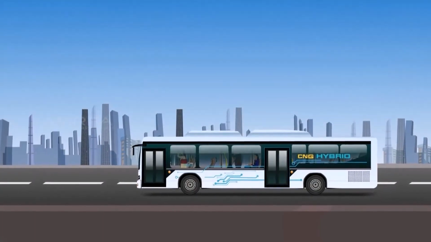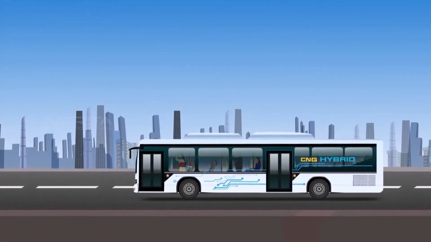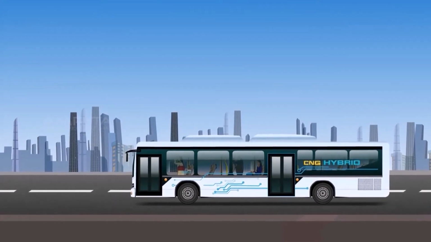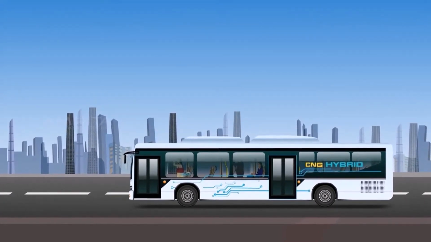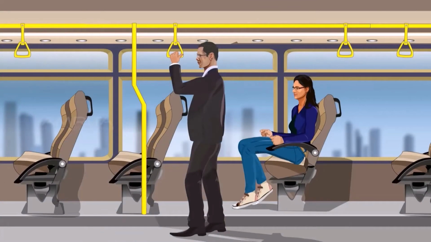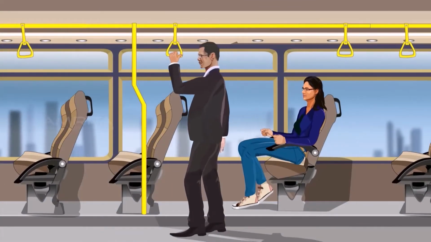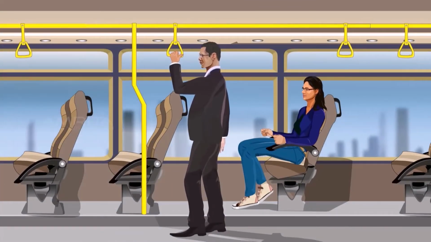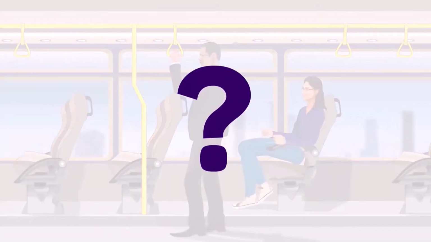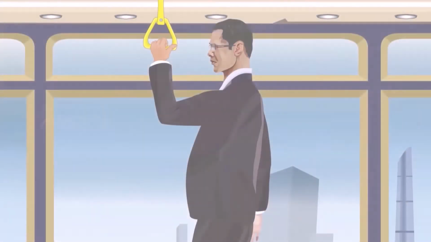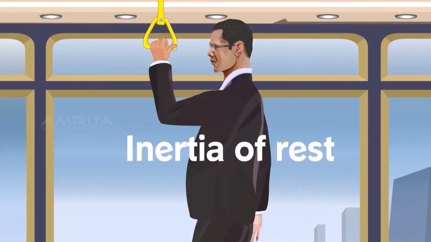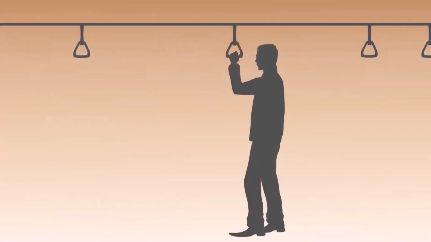Certain experiences that we have while traveling in a bus can be explained on the basis of the law of inertia. When a passenger is standing in a stationary bus that suddenly moves, the movement pushes the passenger backward. Why does this happen? This is due to the inertia of rest experienced by the passenger in the upper part of his body. The body is at rest when the bus is at rest.